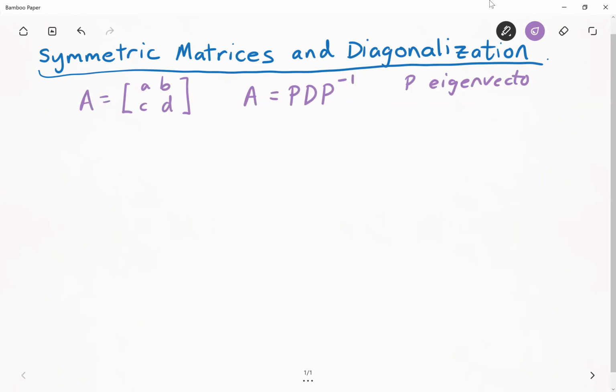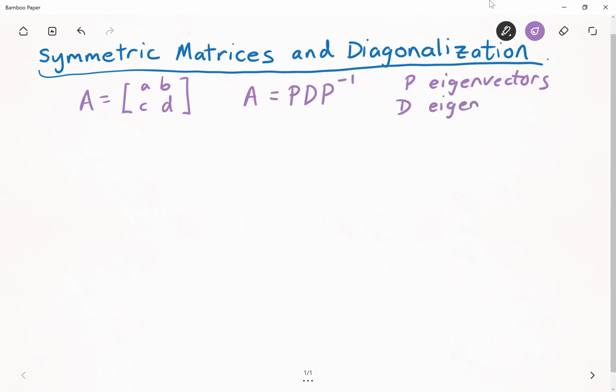Hello. In this video, we're going to learn about symmetric matrices and diagonalization. In the past, given a matrix A, for example, the 2 by 2 matrix A, B, C, D, we've learned that sometimes we can diagonalize a matrix. That is, to write it in the form P times D times P inverse, where P is a matrix containing eigenvectors of A as columns, and D is a diagonal matrix containing eigenvalues of the matrix A.